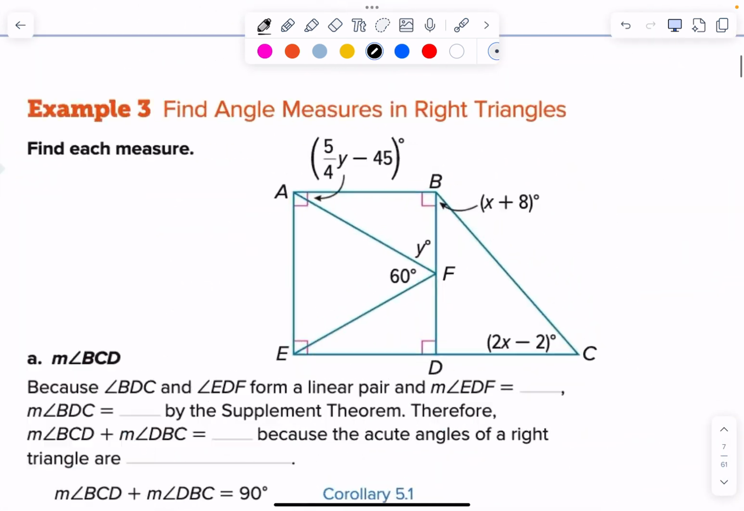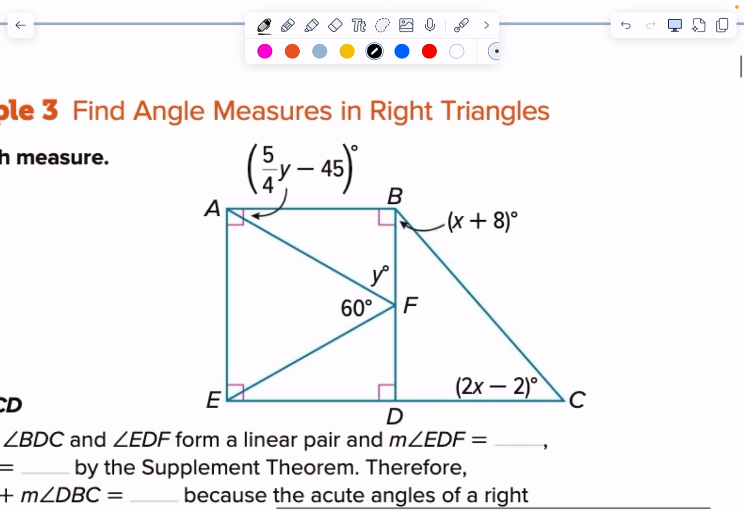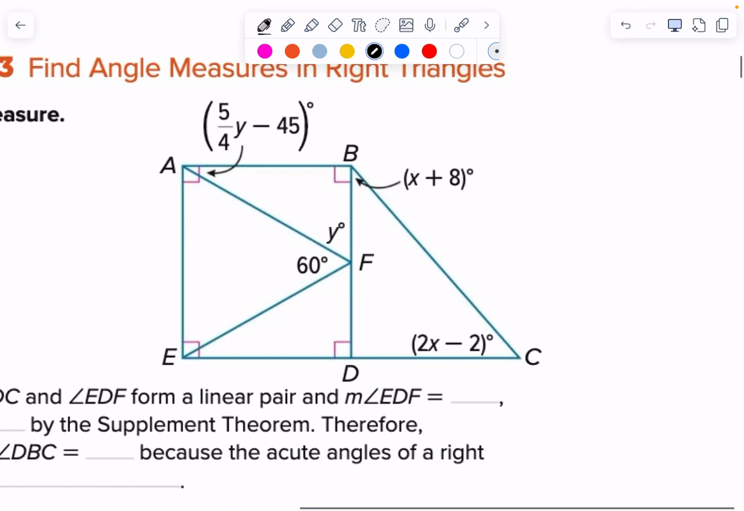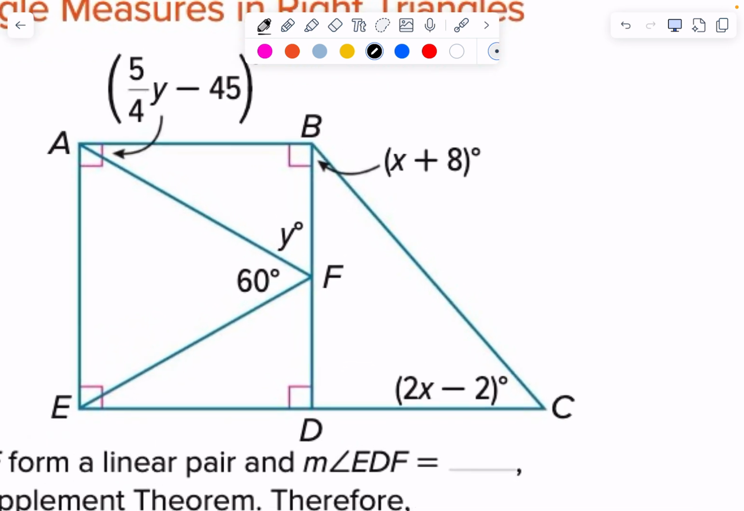Okay, last one, example 3. Woo! This is a lot. They've got a lot of stuff. They want us to find each measure. Oh my gosh. Okay, let's find x's and y's and such first. We got fractions too. That's disgusting. Okay, x's and y's. I see an x here and an x here.